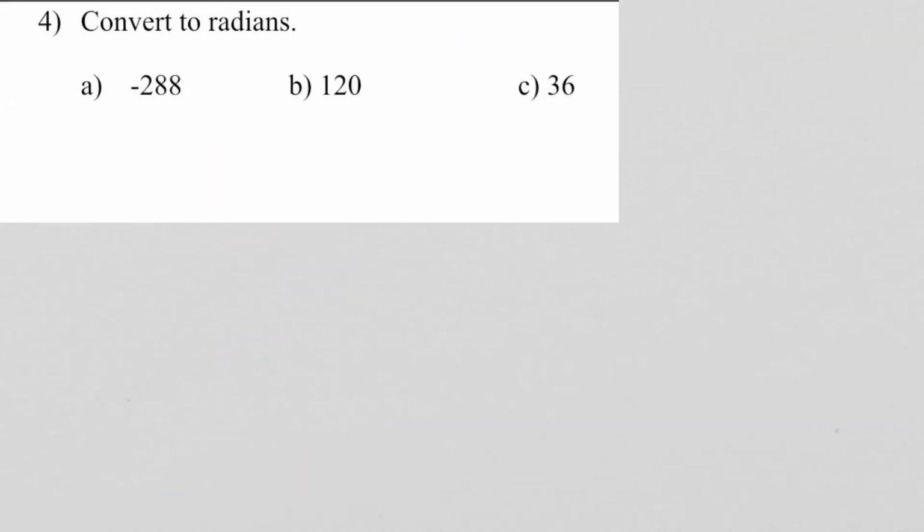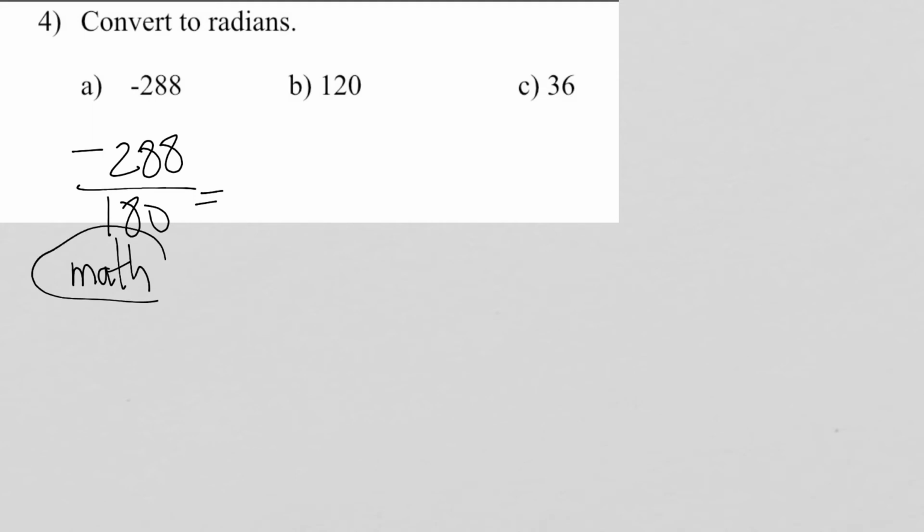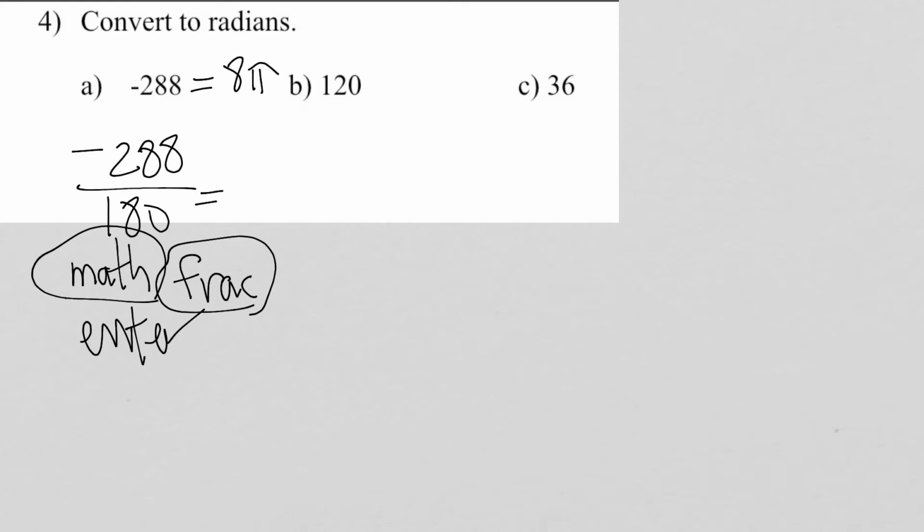All right, looking at number 4, converting things to radians. To convert anything to a radian, you want to divide it by 180 degrees, then press math on your calculator and change it to a fraction, enter. And when I do that, I get it to be 8/5. You just need to make sure that you insert pi there, so it's 8 pi over 5.